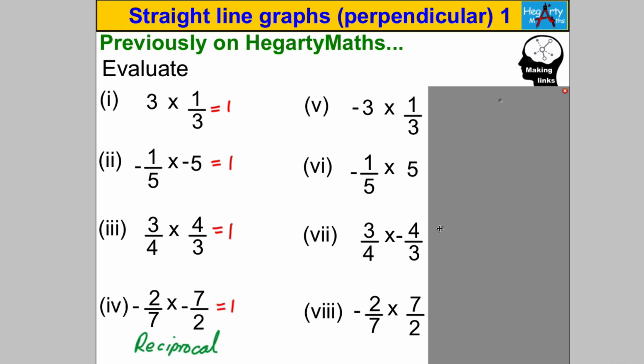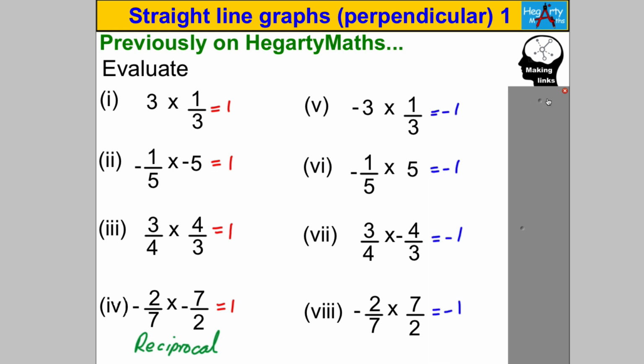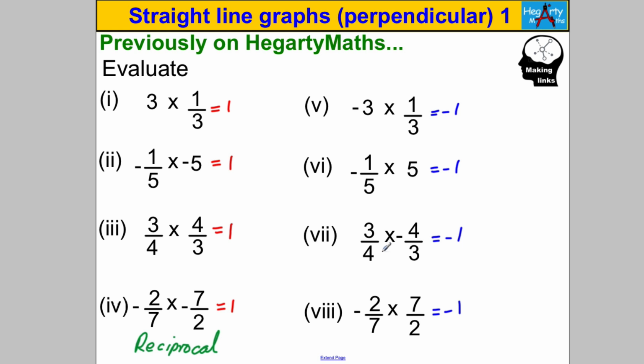Okay, hopefully in each of these cases you spotted that you got -1. Okay, 3 times a third is 1, so -3 times a third is -1. And similarly, you would have got -1 in all the other cases. And these numbers are related to each other, and they're called the negative reciprocals of each other. The negative reciprocals. Okay, and two numbers are the negative reciprocal of each other if they multiply to -1.